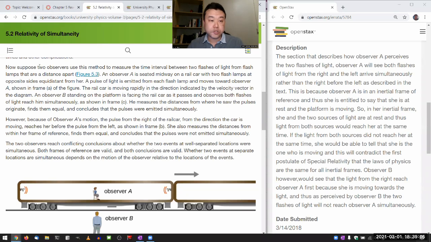Now, suppose two observers use this method to measure the time interval between two flashes of light from flash lamps that are a distance apart.